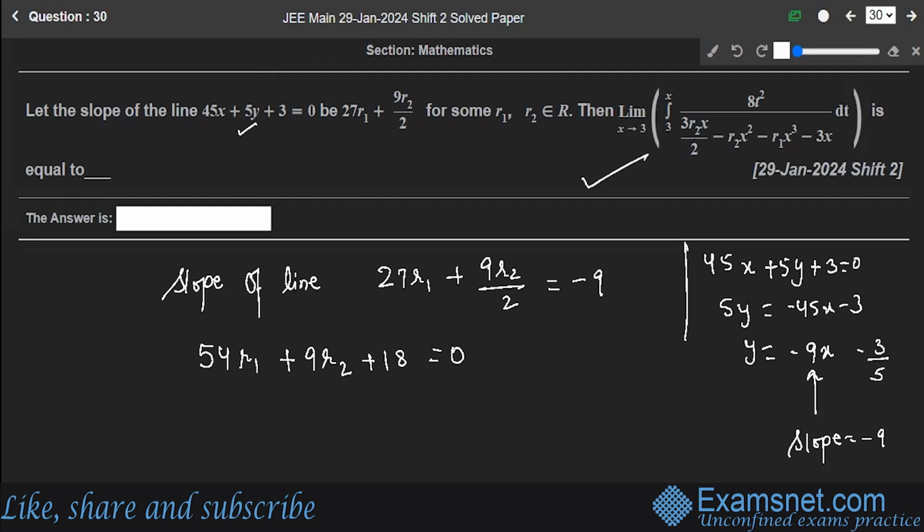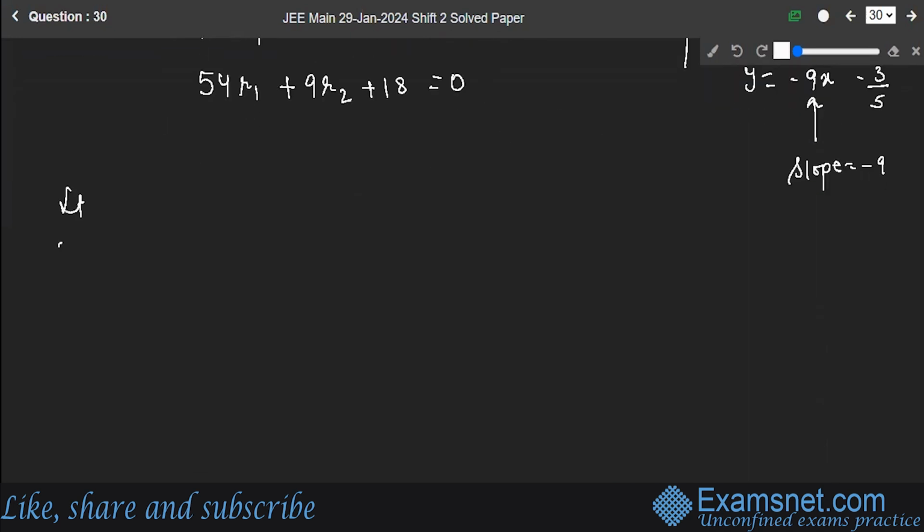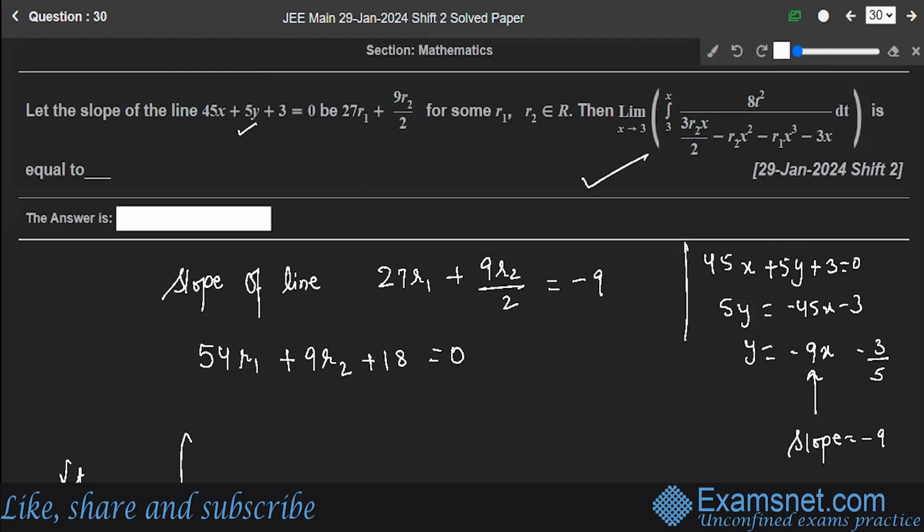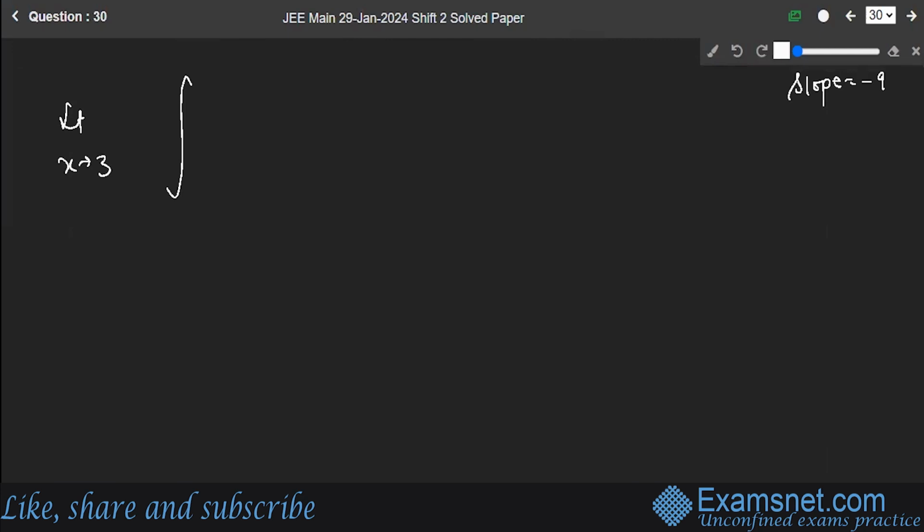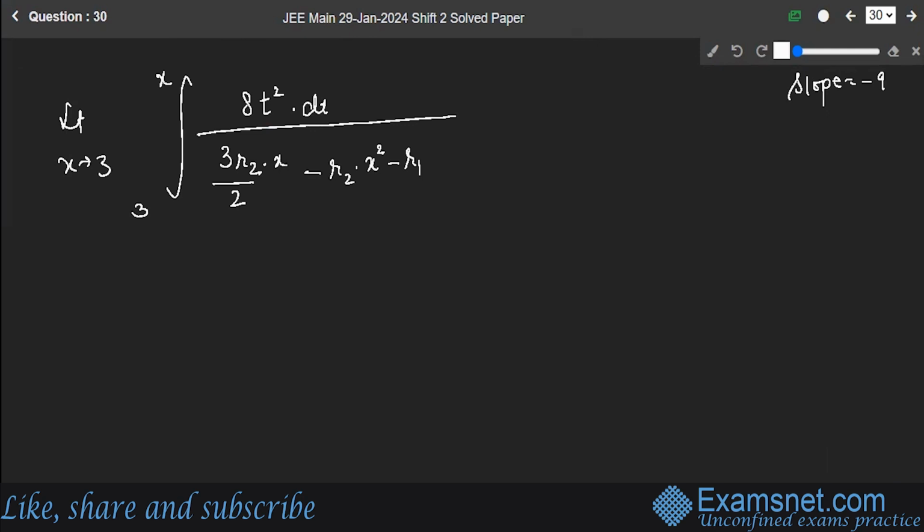Now let's go to what limit we had to find out. I had to find out the limit as x approaches 3 of the integral from 3 to x of 8t square dt, whole divided by 3 r2 upon 2 into x minus r2 into x square minus r1 into x cube minus 3x. So this can be written for x approaching 3 integral.